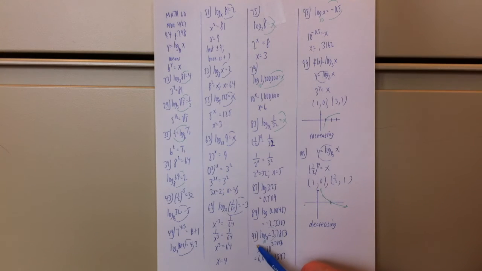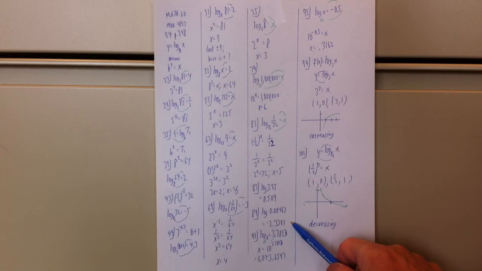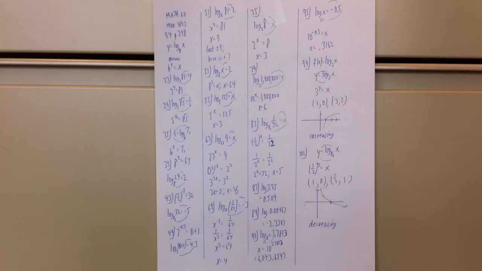Okay, now problem 91 says the log of x equals 3.7813. Again, you pretend that there's a 10 there. So it only said log x, so I make the assumption that the base is 10. So unscramble it, 10 to the 3.7813 is equal to x. Then I just punch it in a calculator.